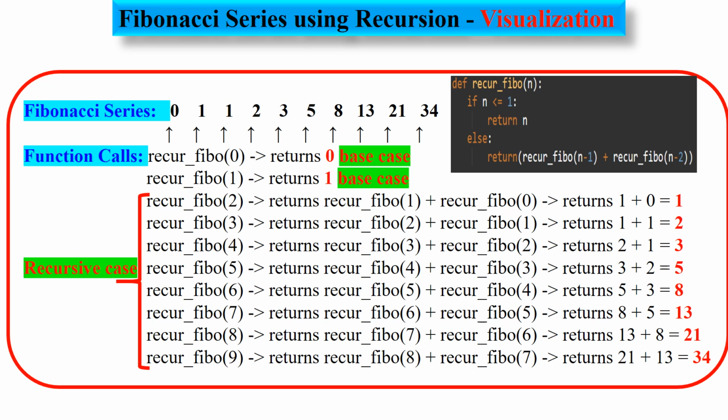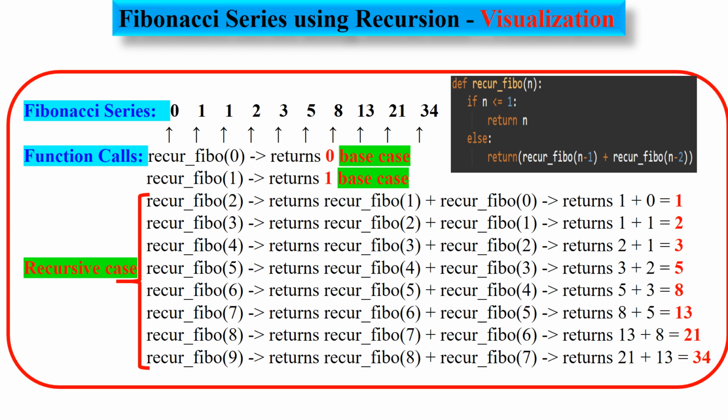When recur_fibo of 0 is called, it directly returns 0, which is the first term of the Fibonacci series. When recur_fibo of 1 is called, it directly returns 1, which is the second term of the Fibonacci series. For recur_fibo of 2, it reaches the recursive case and returns the sum of recur_fibo of 1 and recur_fibo of 0, that is, 1 plus 0 is equal to 1. For recur_fibo of 3, it returns the sum of recur_fibo of 2 and recur_fibo of 1, that is, 1 plus 1 is equal to 2.